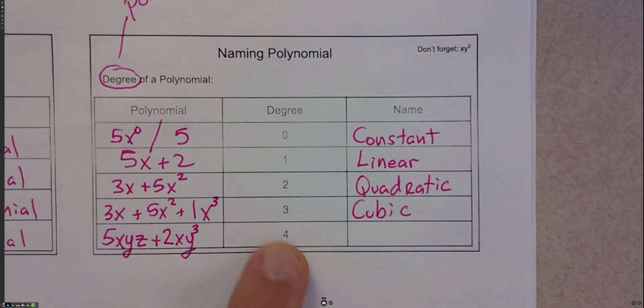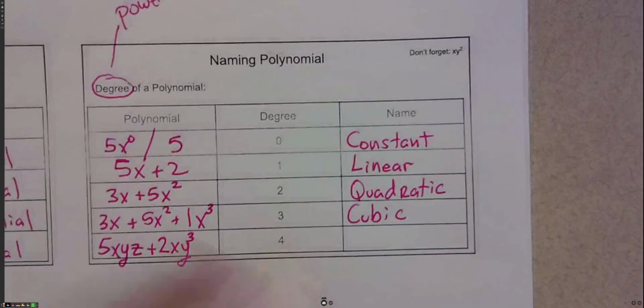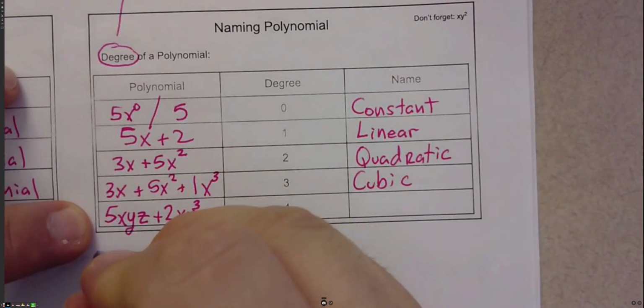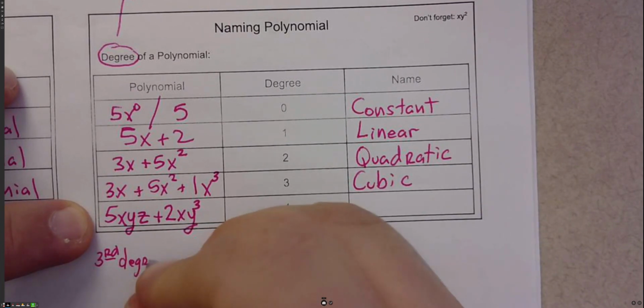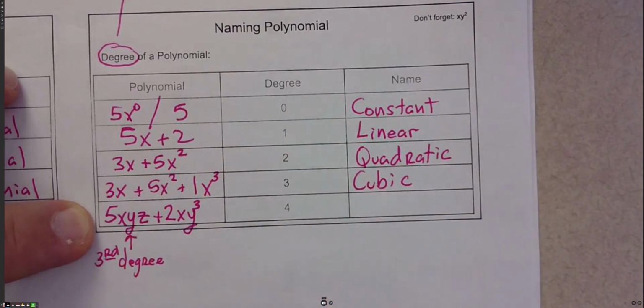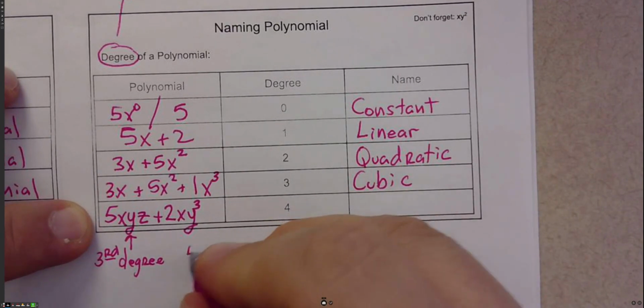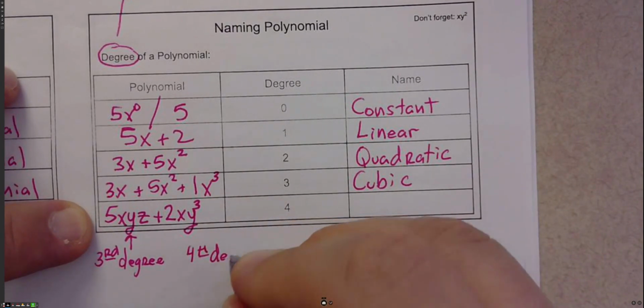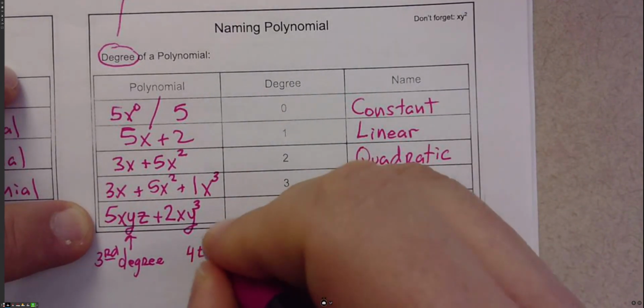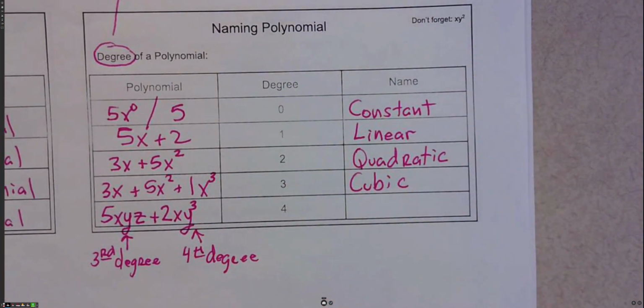So what's the degree of the whole thing? It's actually 4. Each term is its own thing. So in a sense, this right here, just this one term, is a third degree. And this is a fourth degree. But it's 4 because it's the highest. And then we call the whole thing based on the highest, so that is a fourth degree.